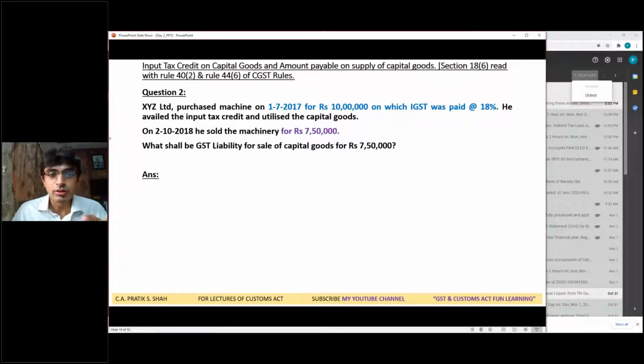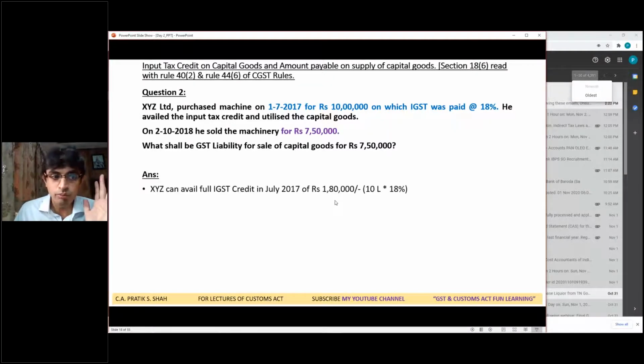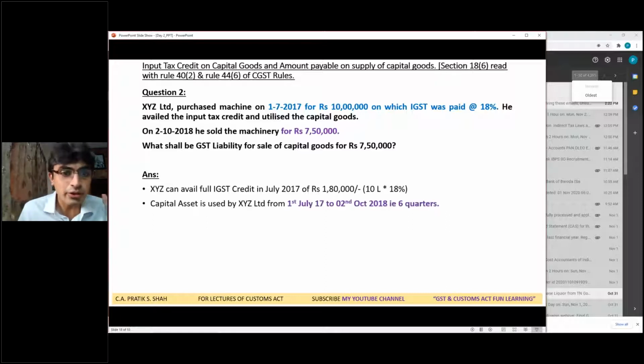So most of your approach is correct. See, 126 and 135 both are correct. But what did I say? Whichever is higher. So answer will be 135. See this point. You have availed ITC of 1,80,000 first day. Very good. You were required to take.